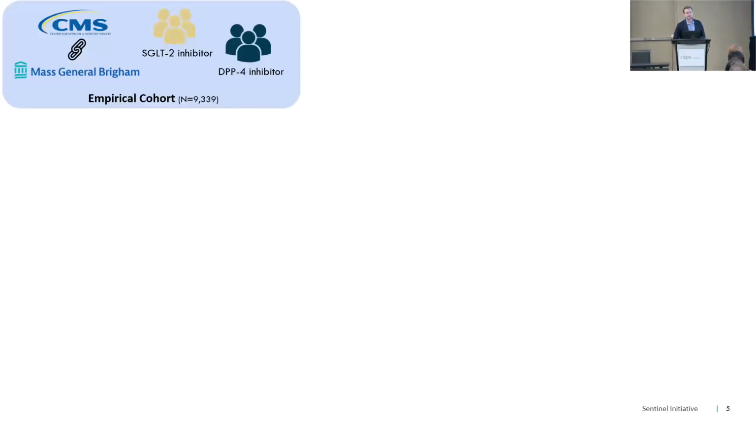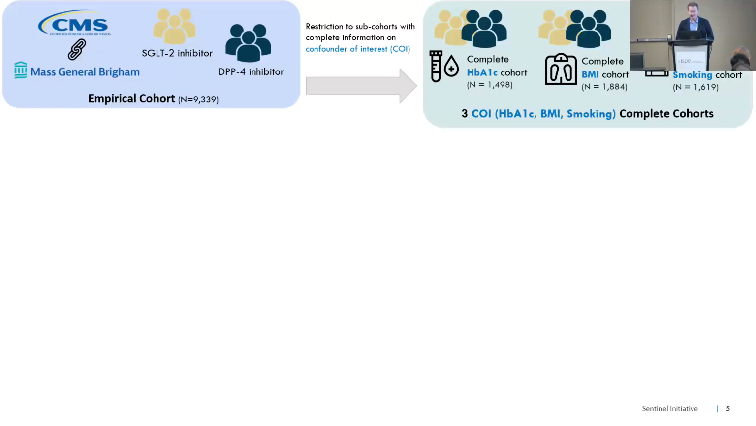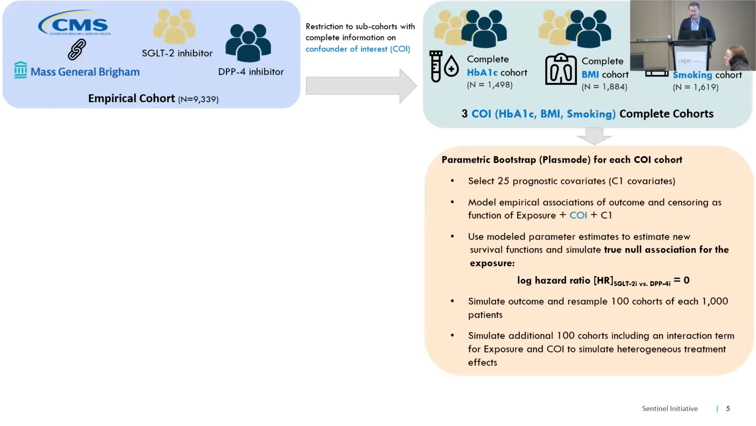And to that end, we performed a plasmode simulation study using a US EHR claims database linkage, where we derived an empirical cohort of diabetic patients who initiated SGLT2 inhibitors versus DPP4 inhibitors. And we restricted this empirical cohort to 3 subcohorts with complete information on 3 confounders of interest, which we defined as HbA1c lab value, BMI, and smoking. To all of the 3 confounder-of-interest complete cohorts, we applied the parametric bootstrap.